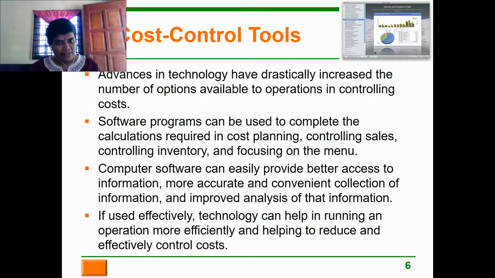If used effectively, it means that information is wealth, actually. If we use the information effectively, technology can help in running an operation more efficiently and in reducing and effectively controlling costs. Okay, for all this we need proper data for us to run. Even though it's software, even though it's a computerized thing, we need to key in all this data. So it is better that we do proper bookkeeping for all the information needed to run certain analyses.